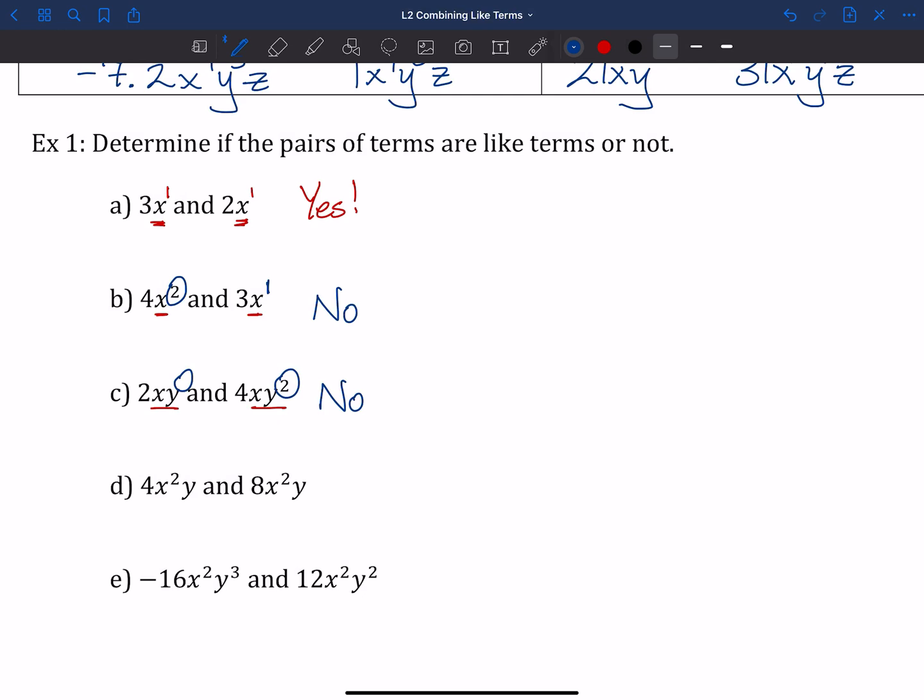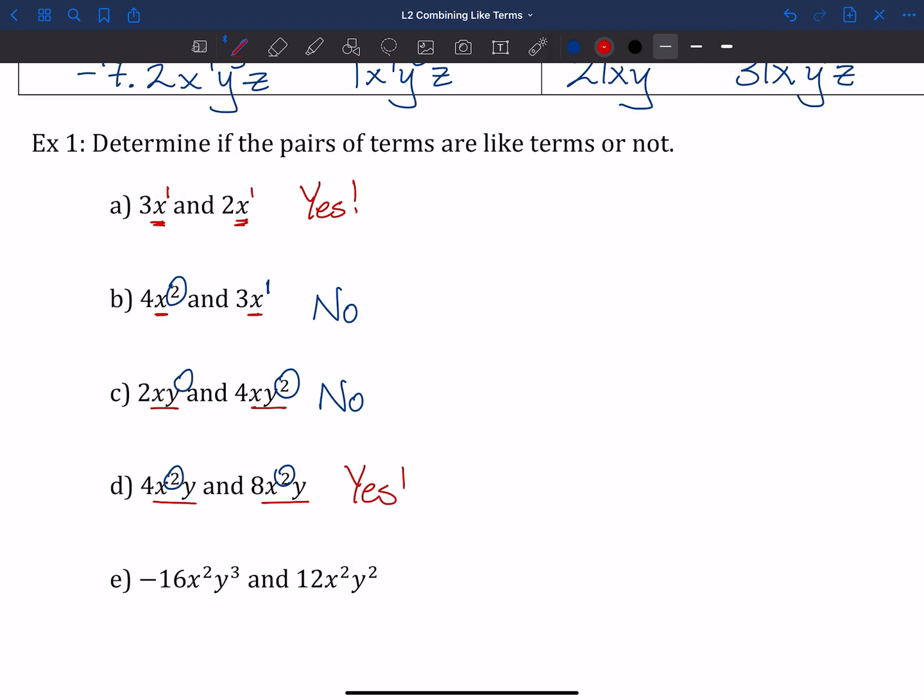When we're getting things that aren't like terms, that means that I can't just add them together or subtract them from each other, right? I could go ahead and multiply and possibly even divide them, but when we're talking about combining like terms, it's specifically adding and subtracting. Right, how about these ones for D down here? 4x squared y and 8x squared y. I mean, all the variables match up and all the exponents match up, so that one seems like a yes to me.